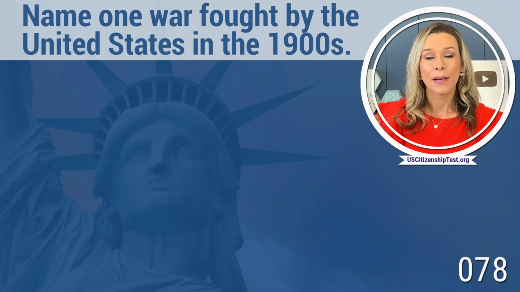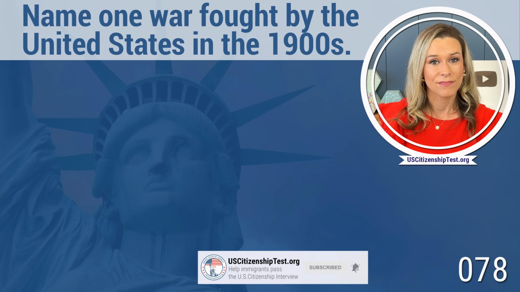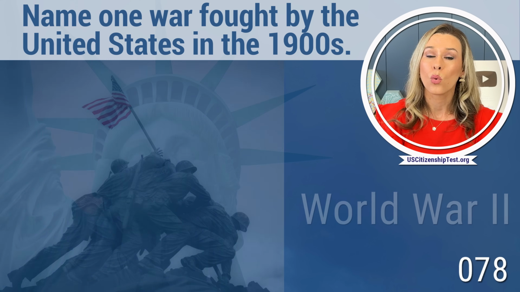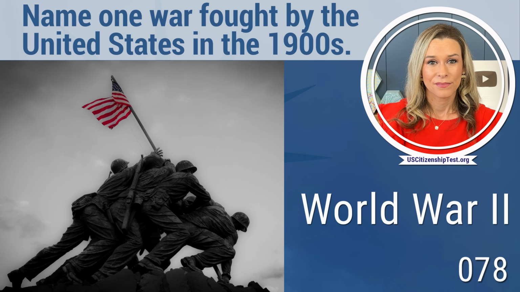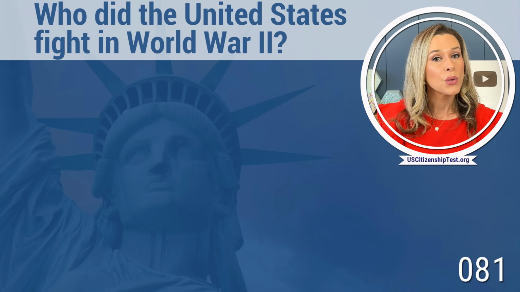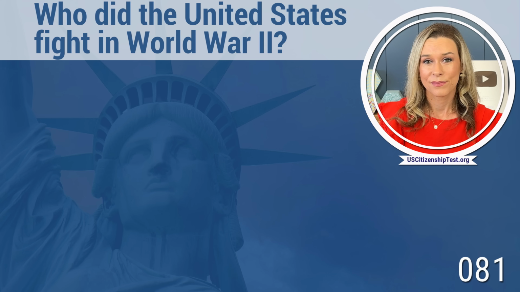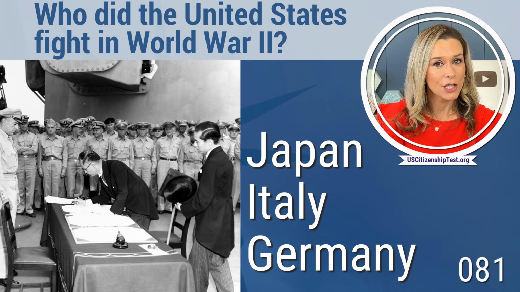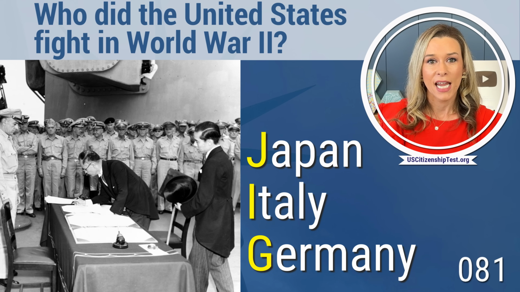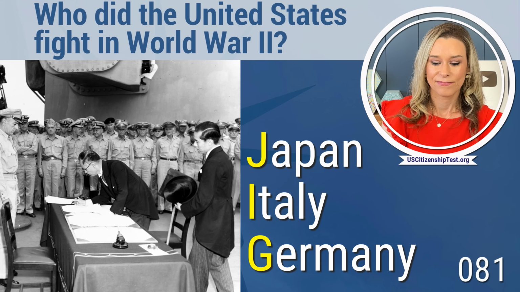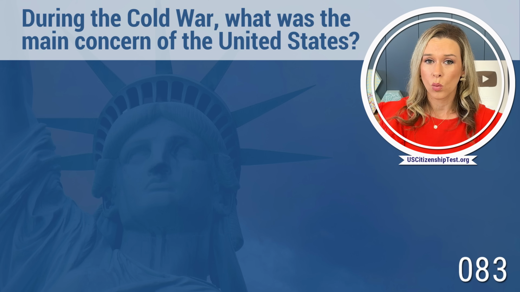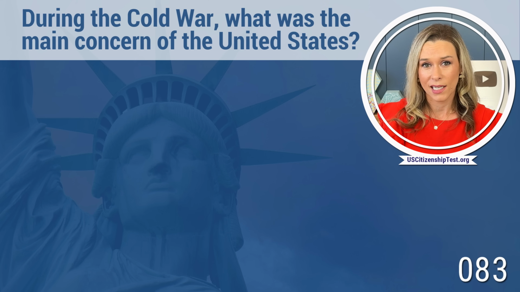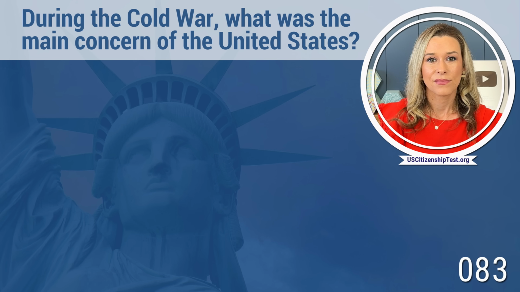Name one war fought by the United States in the 1900s. World War II. Who did the United States fight in World War II? Japan, Italy, and Germany. If you have trouble remembering that, you can remember it as JIG. J-I-G. Japan, Italy, Germany. During the Cold War, what was the main concern of the United States? Communism.